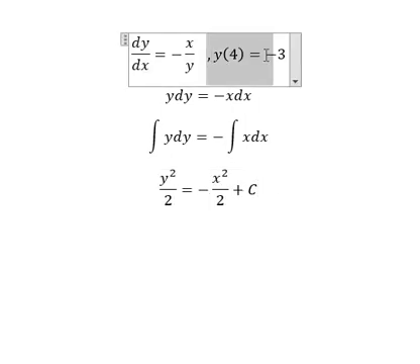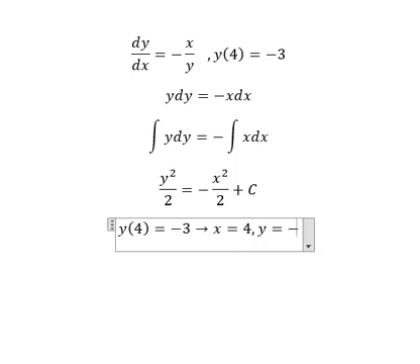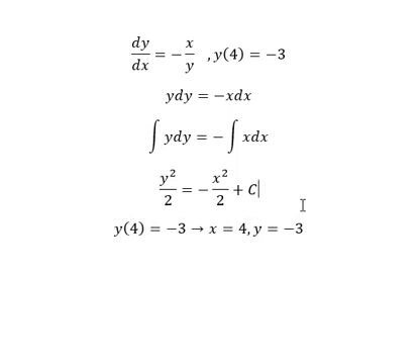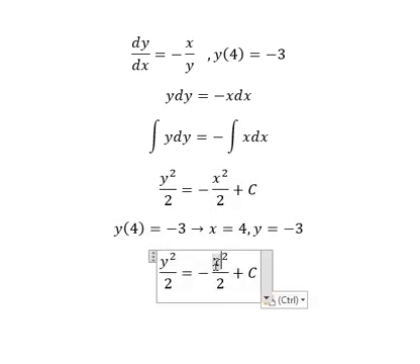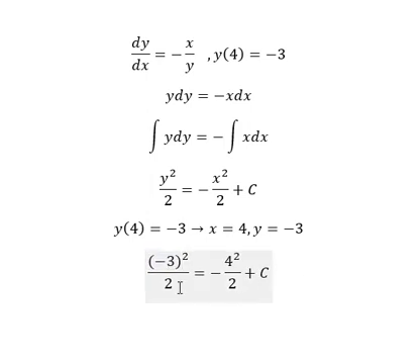Now we have the conditions. That means when s equals to number 4, y equals to negative number 3. So we put number 4 go in here and negative number 3 go in here to find the values of c. So we put this one go to the left.